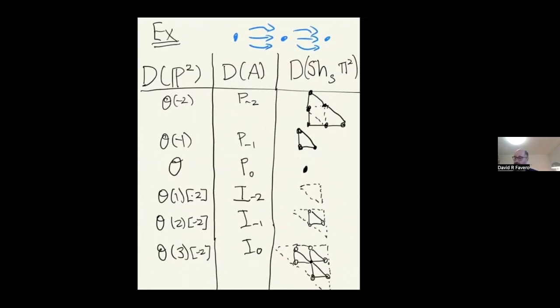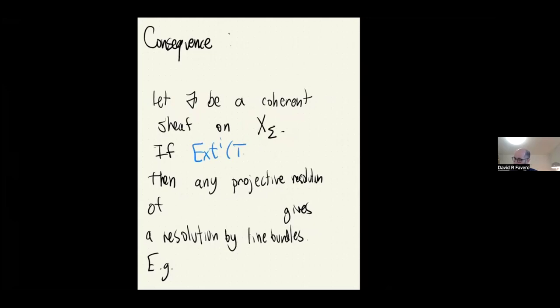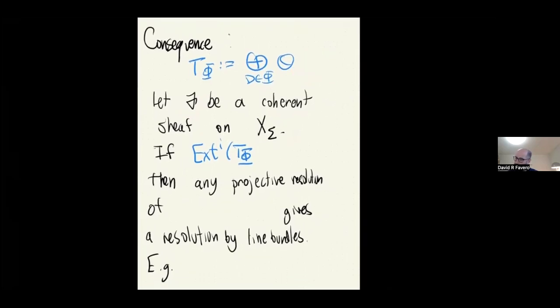So you can create some kind of dictionary, and you get this nice consequence that if you take any coherent sheaf on this toric variety, and if Ext from this object, this sum of line bundles, remember it was some sum of line bundles, right?